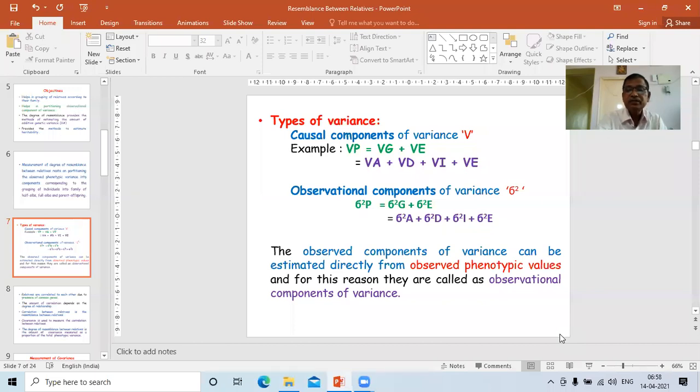And sigma square P stands for phenotype, G for genotype, E for environment. So sigma square P is called phenotypic variance, sigma square G is equal to genotypic variance, and sigma square E is equal to environmental variance.